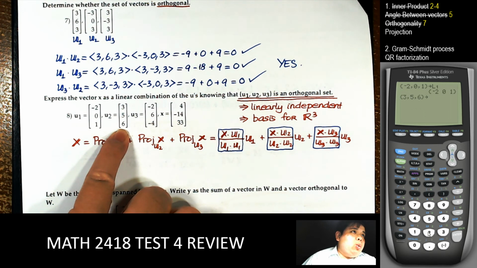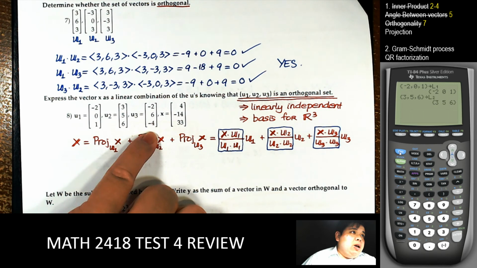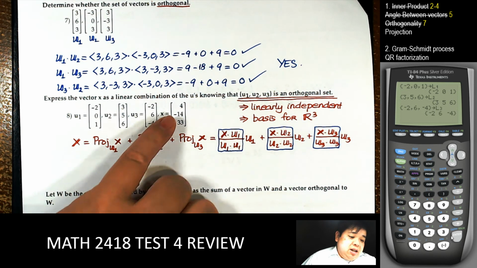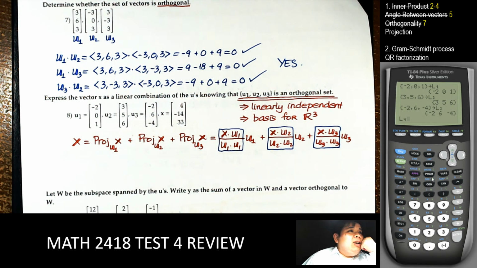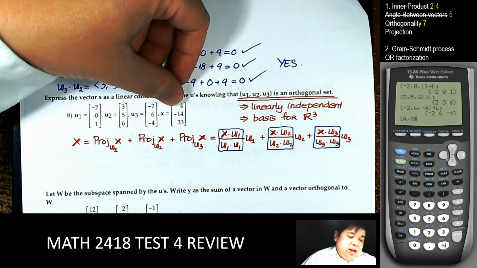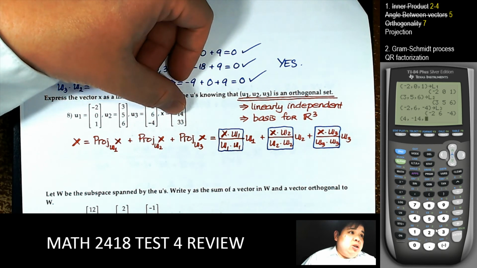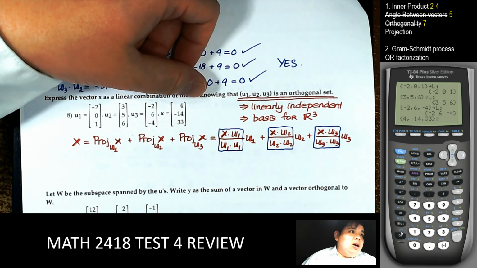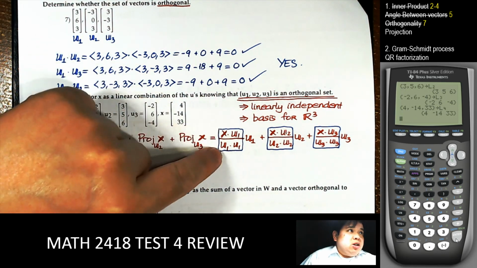Store into L2. Negative 2, 6, and negative 4, store into L3. And then x, let's use L4 for x. Oops. Enter the numbers first: 4 and negative 14 and 33. Store that into L4. Right, now we just do that dot product over dot product.